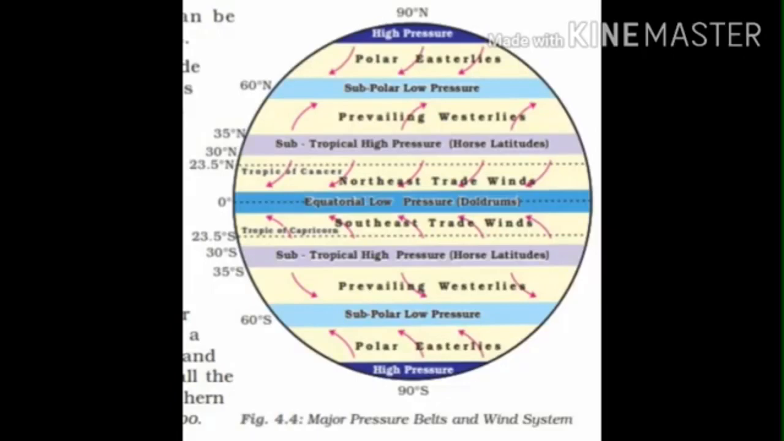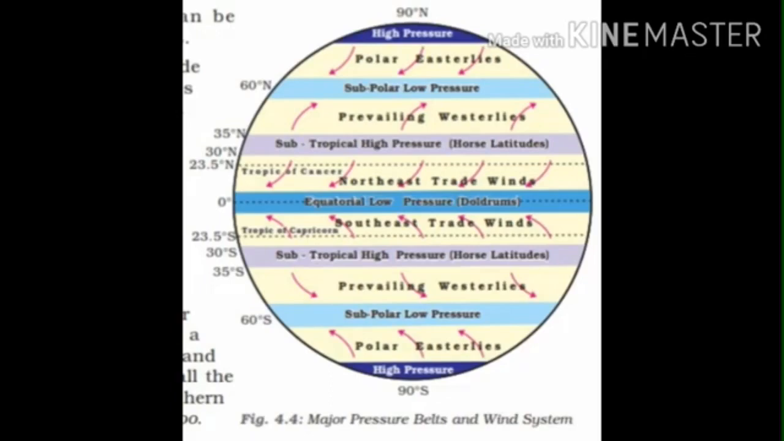Okay, what is meant by westerlies and easterlies? Westerlies is nothing but the wind that blows from west to east. That is called westerlies. Easterly means the wind blows from the eastern side to the western side. That is called easterlies. Clear, children?